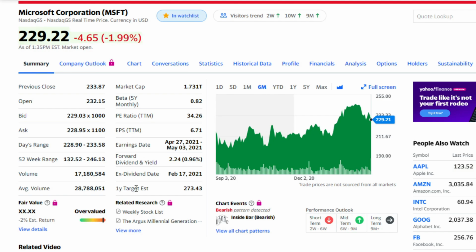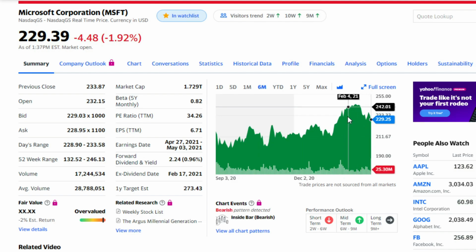All right, if you're curious, from a guy who uses Yahoo a lot, I don't pay a ton of attention to this one-year target estimate of 273. Not to say that it is inaccurate, but I have noticed that if you get into a more volatile stock or a popular growth name, this data point tends to get outdated very quickly.